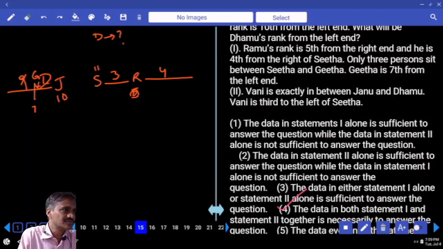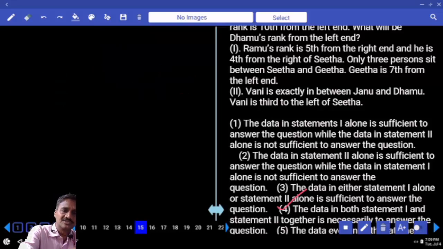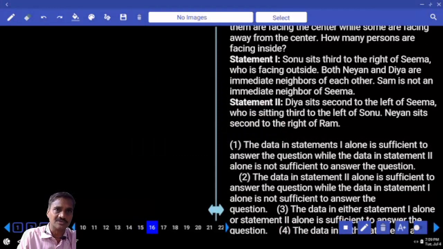Now in data sufficiency there is no necessity for you to find out what the answer is. We need to check whether the given information is sufficient or not. Whether the information gives the answer or not, saying that is enough.